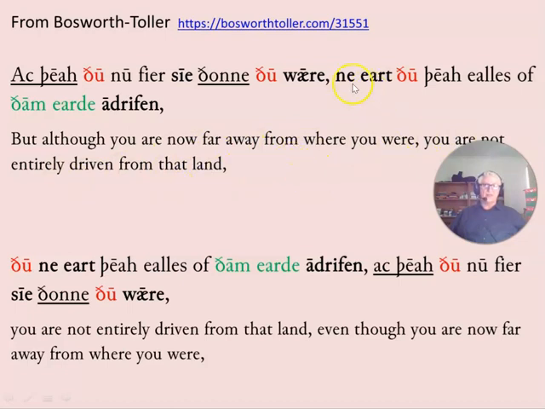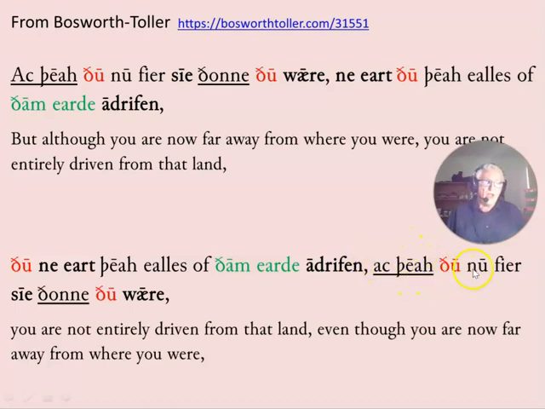Now, rearranging that, let's just say we want to take this clause here, put it out front, and have ak theag back where it should be as a subordinate clause, ak theag. Then you would write thu ne theag elis of tham erde adriven. Ak theag thu nu fiar sia thona thu ware, comma, and then whatever comes next. Notice here, thu came first. This is the primary clause now, and a subordinating clause is added to it, ak theag. Ak on its own is a coordinating conjunction. It is not a subordinating one. It is ak theag together, because theag is a subordinating conjunction, but together the thing acts as a subordinating conjunction.